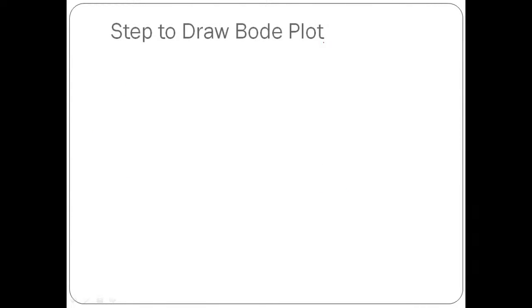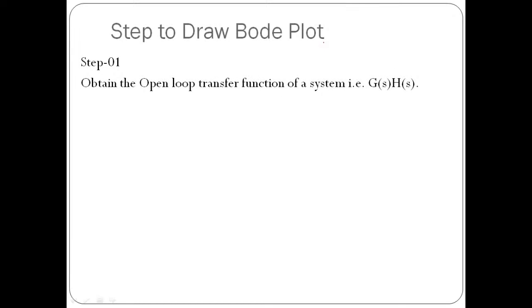Once we are done with this, let us understand the steps that we need to follow in order to draw a Bode plot for a system. So, steps to draw Bode plot. Step number one, obtain the open loop transfer function of the system whose Bode plot we need to draw. That means, for whichever system you want to draw the Bode plot, whether it is the magnitude contribution or the phase angle contribution, you first have to find out the open loop transfer function of that particular system. That means G(s)H(s).